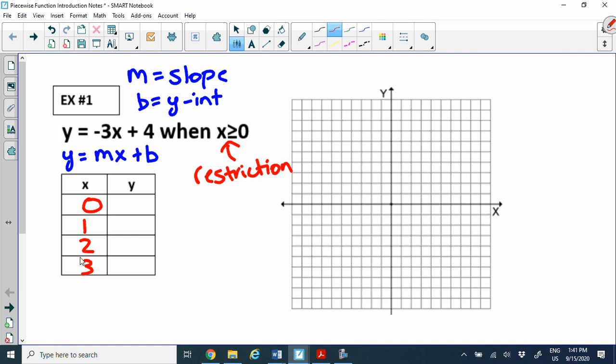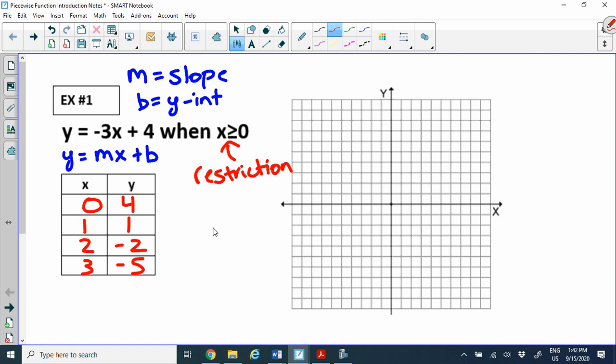Now what we're going to do is plug these 4 x values into our equation to get our y values. So you can use your calculator if you want to. So let's plug 0 in. Negative 3 times 0 gives us 0, and then we're left with 4. If we plug 1 in for x, we get negative 3 plus 4, which just gives us 1. Now if I plug 2 in for x, I do negative 3 times 2 gives me negative 6, plus 4 gives me negative 2. And now I plug 3 in, I have negative 9 plus 4, which gives me negative 5. Okay? So now we're going to go ahead and plot these points.